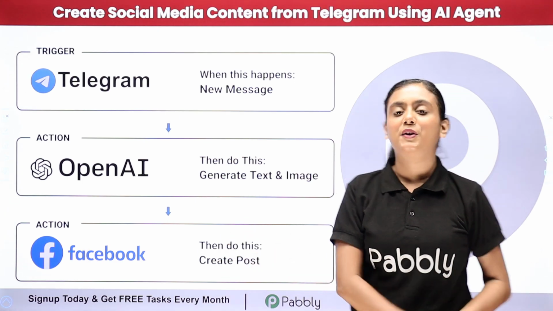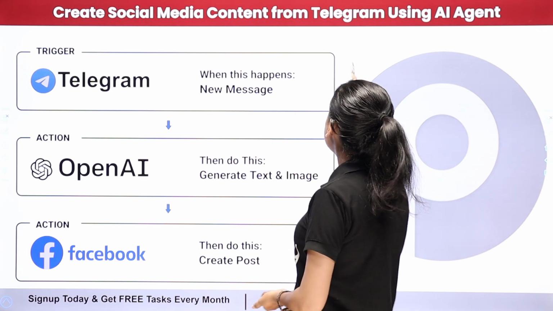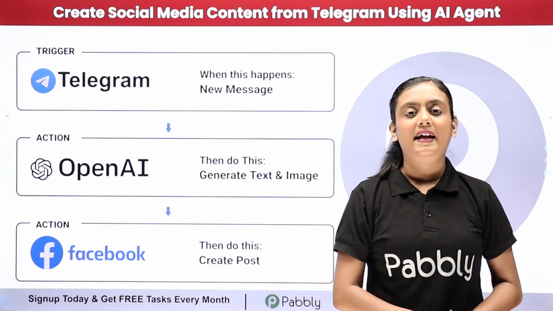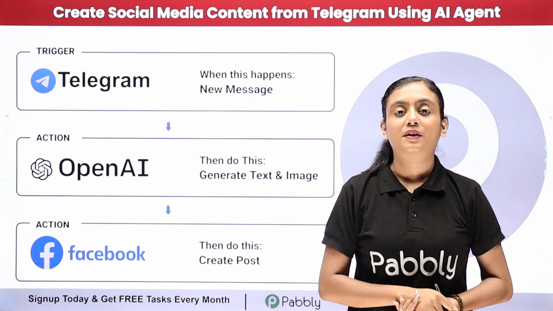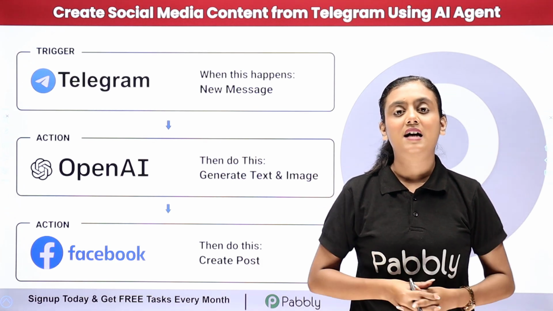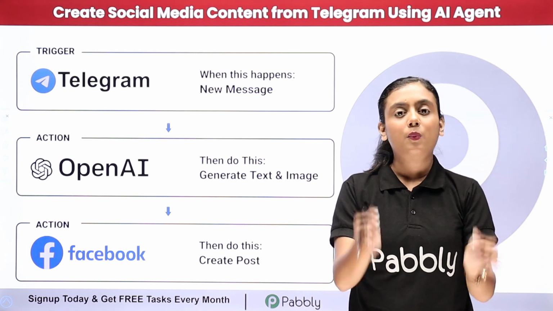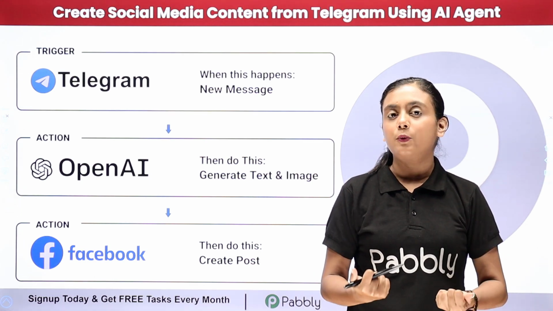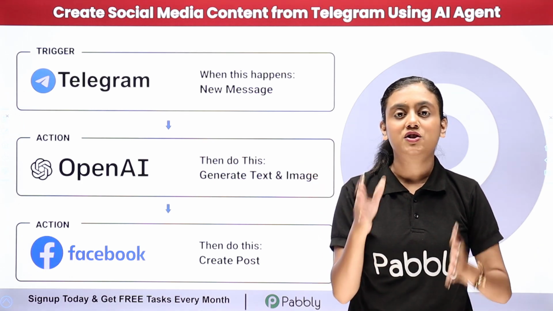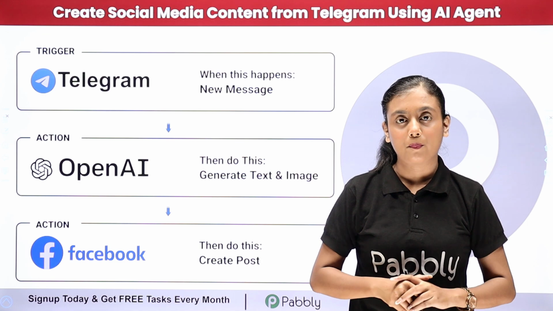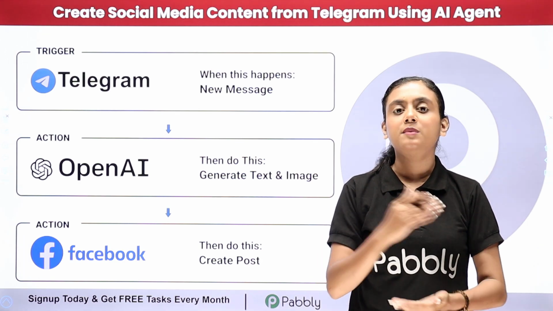In this video, we are going to learn how to create social media content from Telegram using AI agents. So I am a manager in an education company. We have created a channel on our Telegram on which students ask us important questions. Now what we want is that as soon as we receive a new question on our Telegram channel, we want to create an answer to the question with an image and create it as a post on our Facebook page so that we can have an engaging profile.